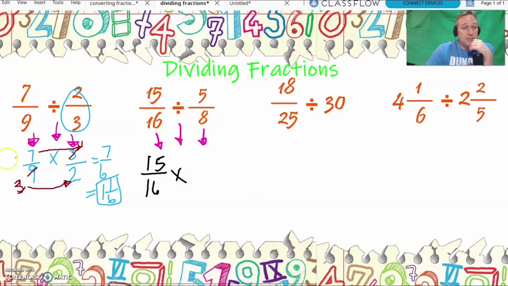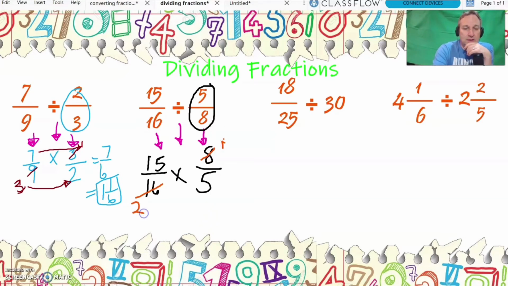And then we do what again? We take the reciprocal of the fraction on the right. So that becomes 8/5. Now the good news is this is really easy. We can cross cancel here a lot. Okay? We're going to cross cancel the 8 and the 16. They both divide by 8. That makes a 1 here and a 2 here.